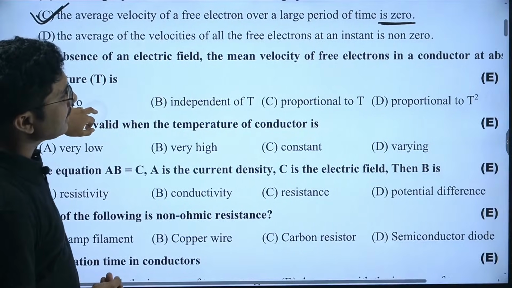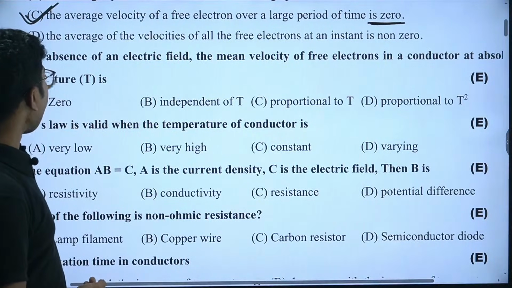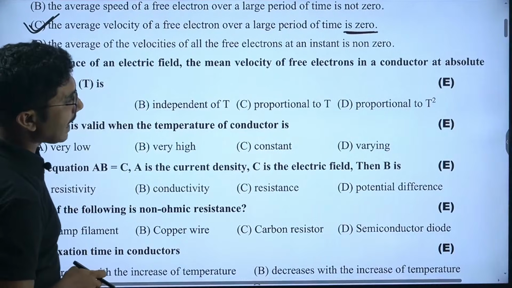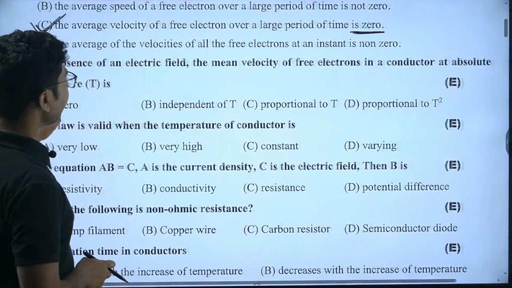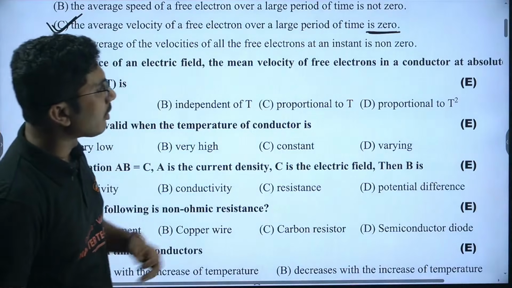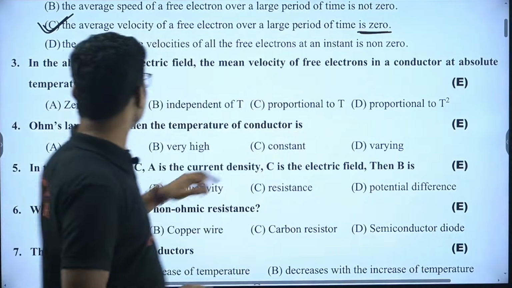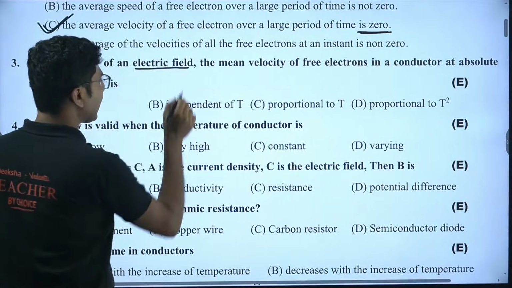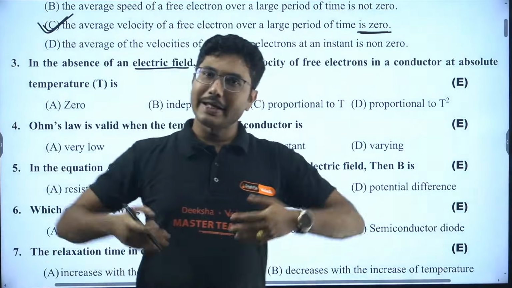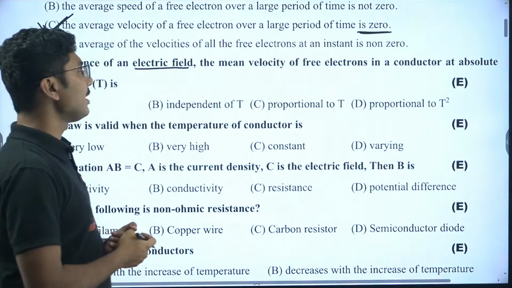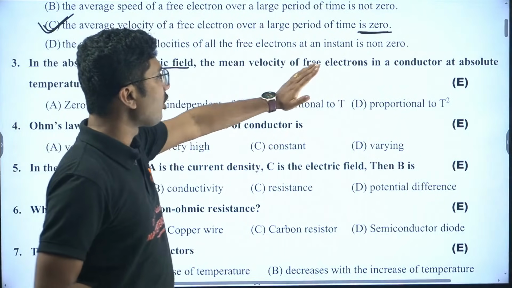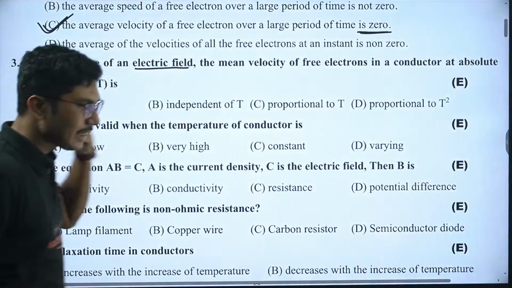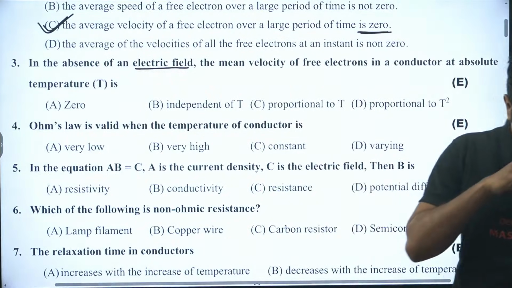Is it an easy question? Yes, it is also an easy question. In the absence of an electric field, let me zoom out a little. In the absence of an electric field, the mean velocity of free electrons in a conductor at absolute temperature T is what? So what is the meaning of absence of electric field? Again the same thing, no current is flowing. It is almost the same question.